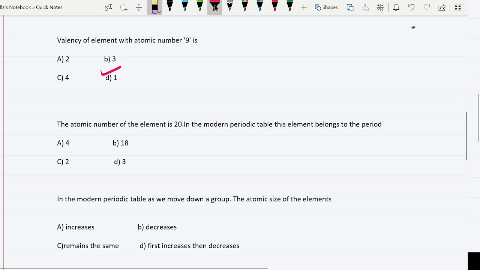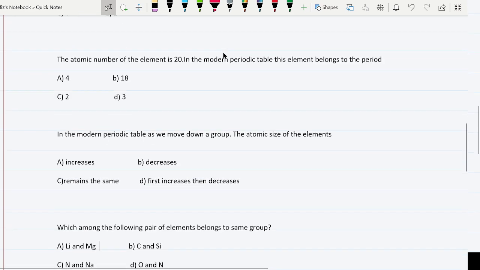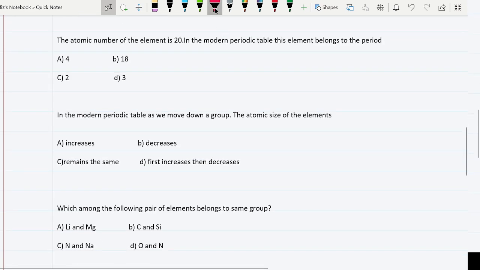Okay, the whole year you have been prepared for the descriptive type of question, but for the MCQ type of question, objective, you should have a different approach. Otherwise you will waste a lot of time in that.